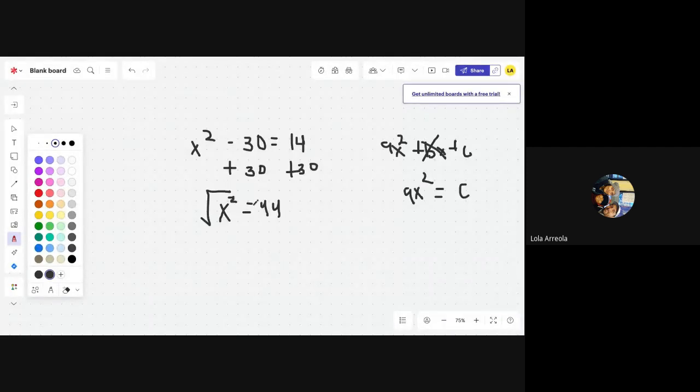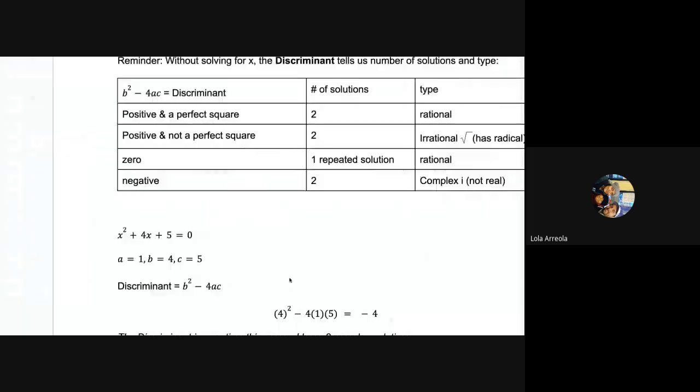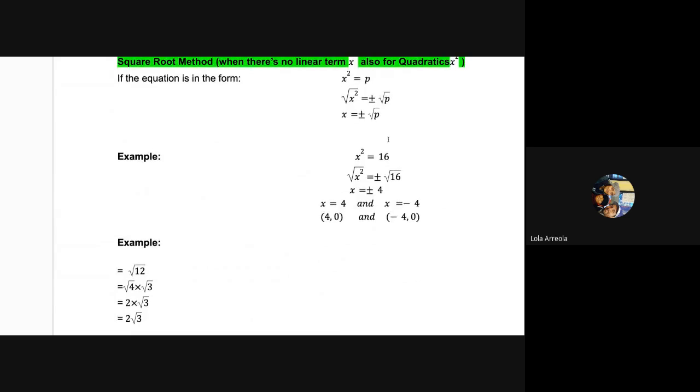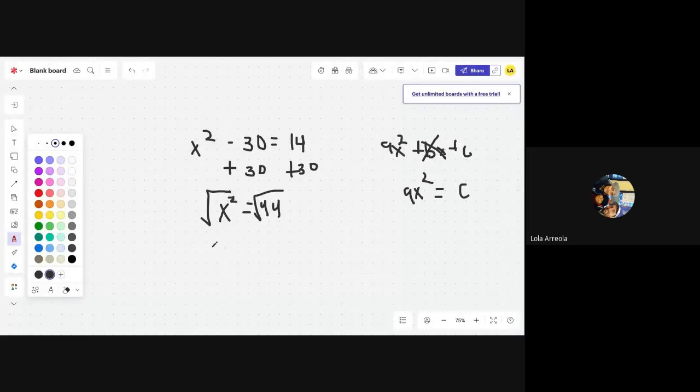So I take the square root to both sides. And what happens when I take the square root to both sides? Remember, I get x by itself, which is the goal. But now I get x is equal to the positive and negative version of that side that I square rooted. So going back to the problem, I have x by itself. But now I don't have just square root 44. I have the positive and negative version of square root 44.